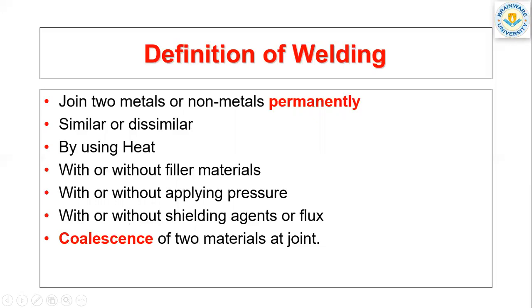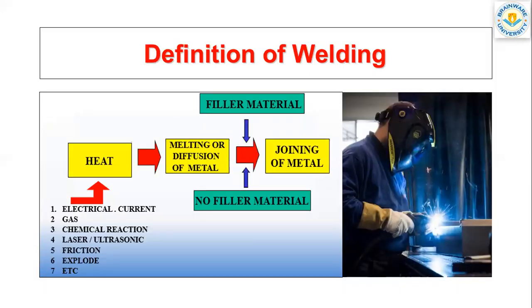Now I'm going to my next slide, that is the definition of welding through a block diagram. I've already told that we have to use heat, and this heat can be generated by electrical current or gas or chemical reaction or laser, ultrasonic, friction or explosive. There are many ways to generate this heat, and through this we have to melt our base metal, and then only we can join our metals. Here there is an option to use the filler metal or not to use filler metals. Also, this will depend on the types of welding.